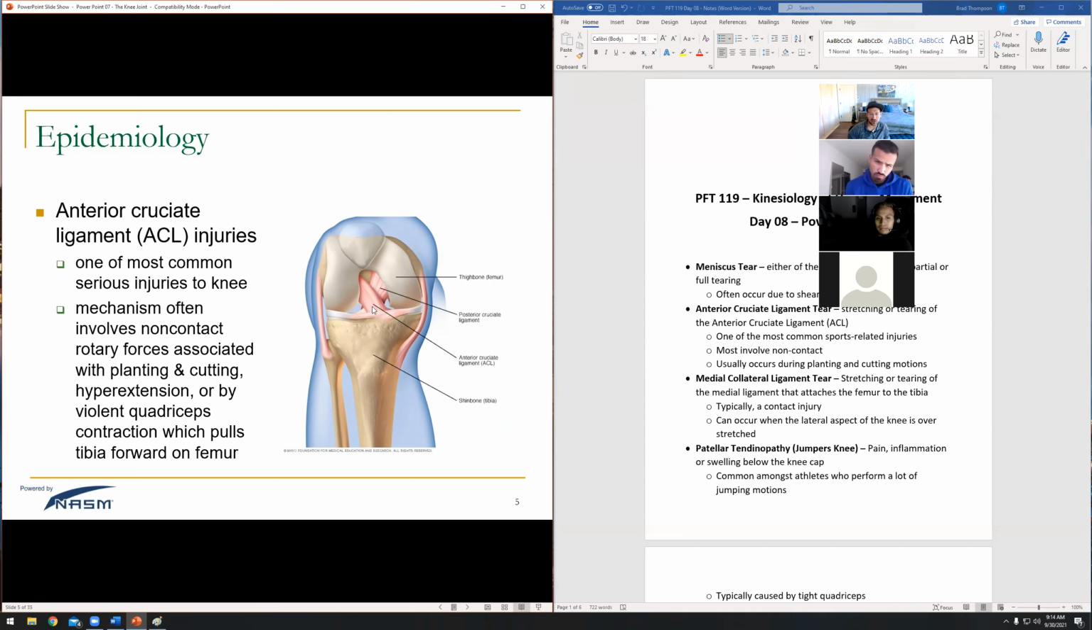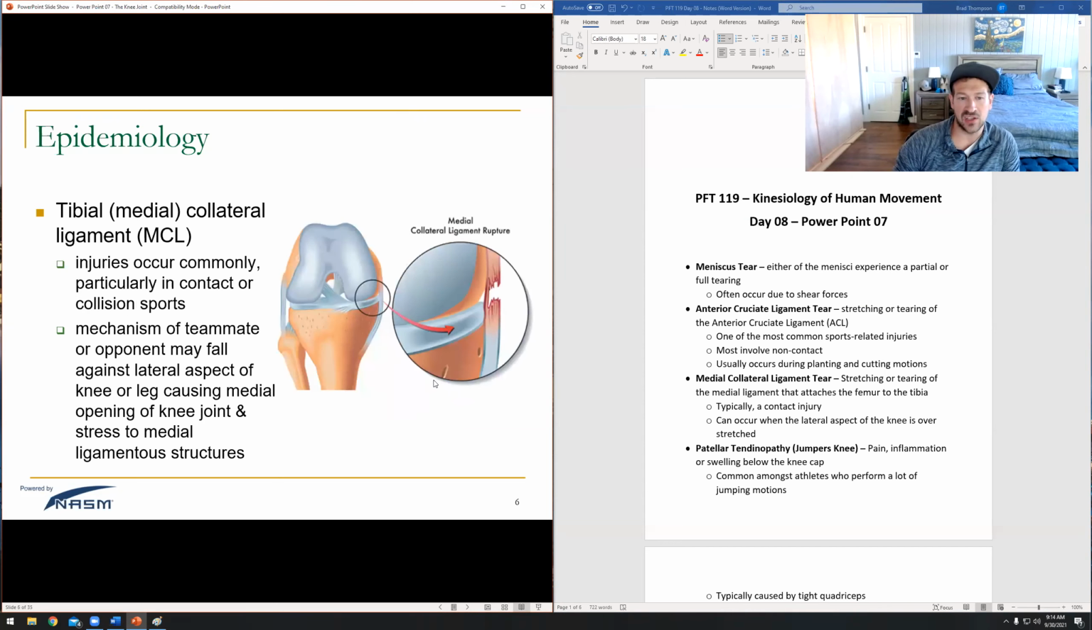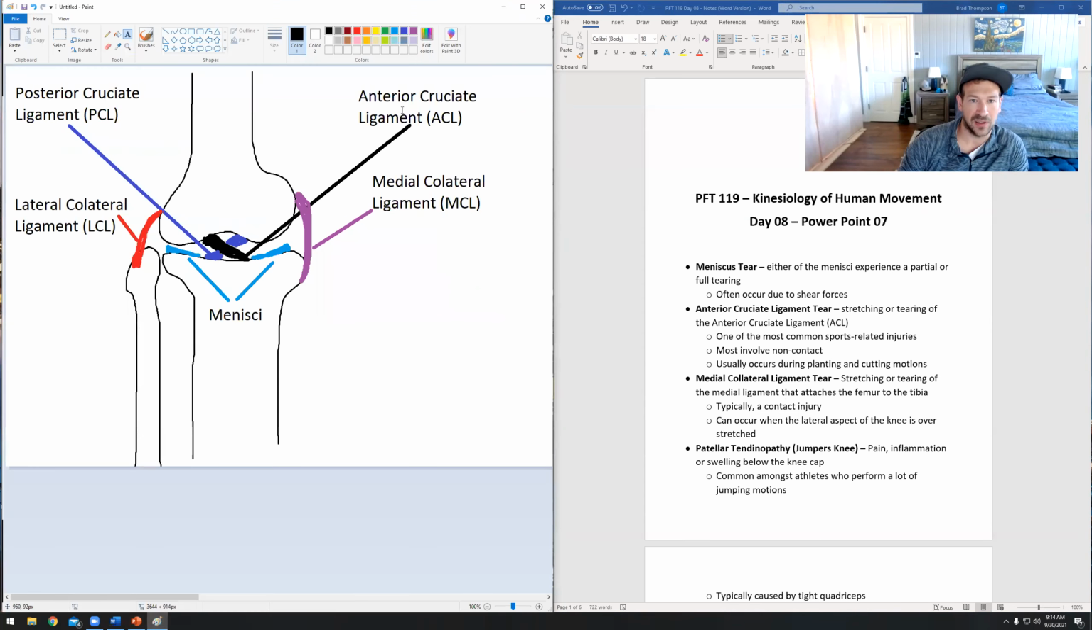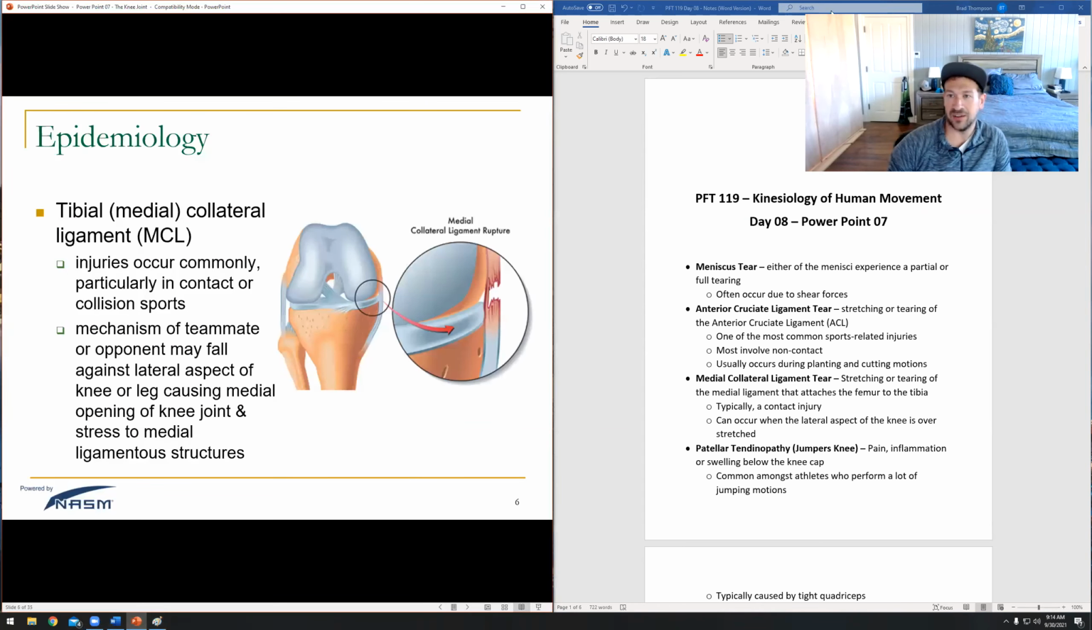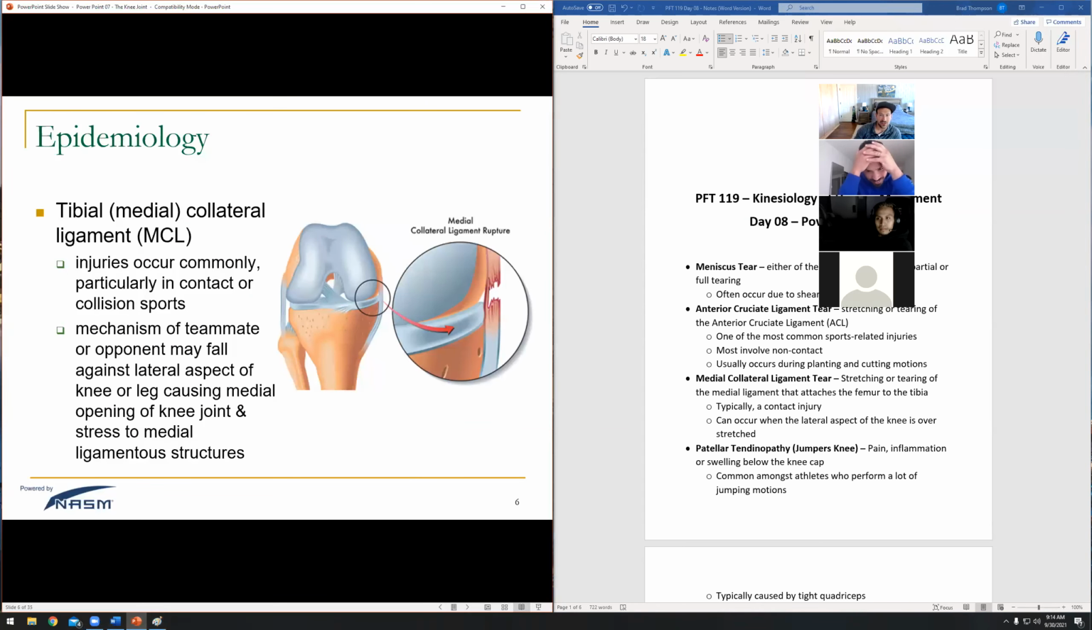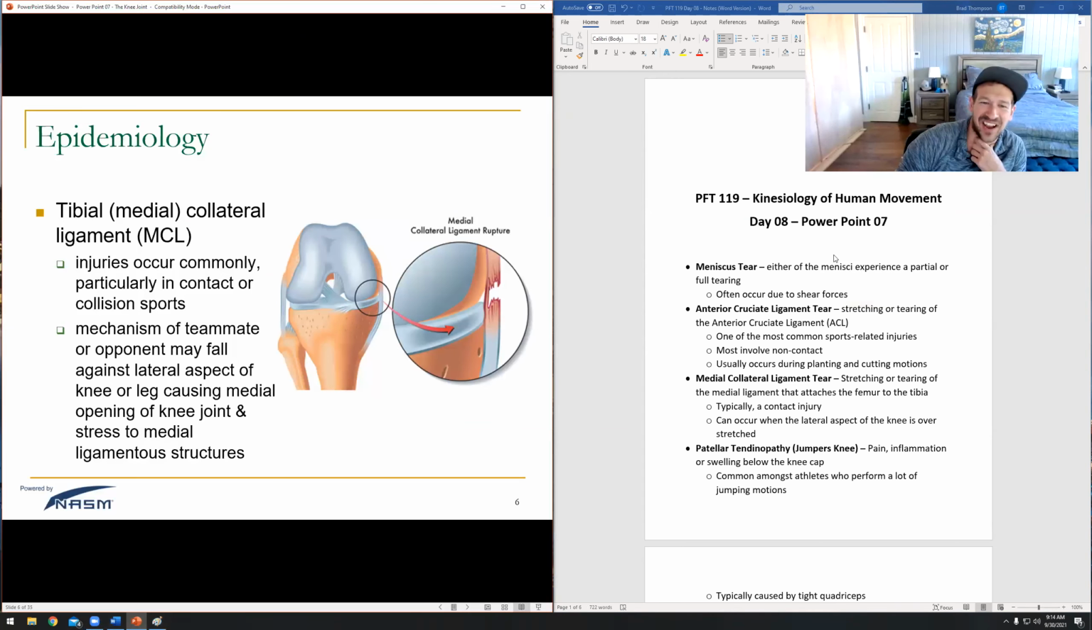The next one that's really, really common is your MCL ligament, your medial collateral ligament. I just realized I think I spelled collateral wrong over here. Sure did, forgot my double L's. Quick reminder that I am not an English teacher. So you can see right here, that's your medial collateral ligament, right? It's on the medial side, on the inside.